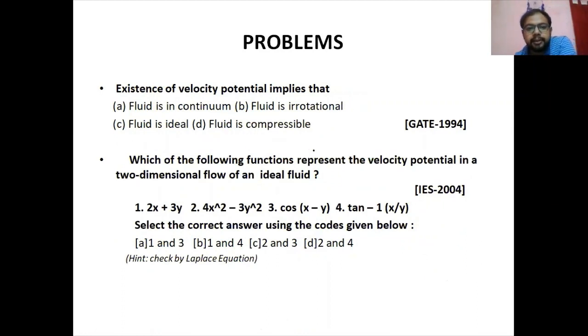The existence of the velocity potential implies that the fluid is irrotational. Yes, sir. Now, here also the velocity potential is given. You are asked to find out. You just try this kind of problem. One function is given for the ideal fluid, so you have to check which function phi exists. So you have to check the irrotationality of the flow.